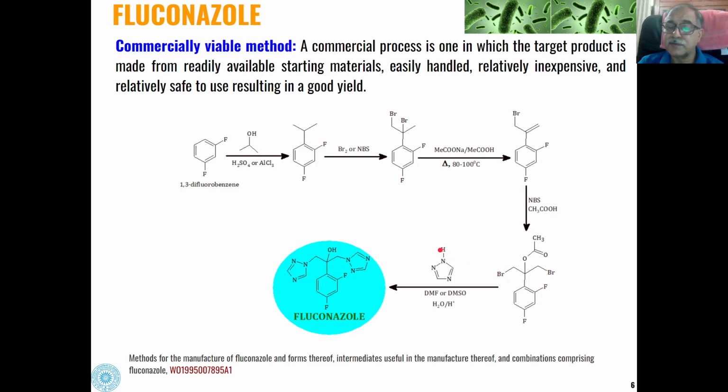Br from here, H from the triazole, we will get replaced by 1. Then another molecule attacking here, Br from here, H from here, another molecule of triazole will be substituted at this place. And then hydrolysis of this ester will take place to give us the corresponding hydroxyl group. So this is how fluconazole can be synthesized commercially.